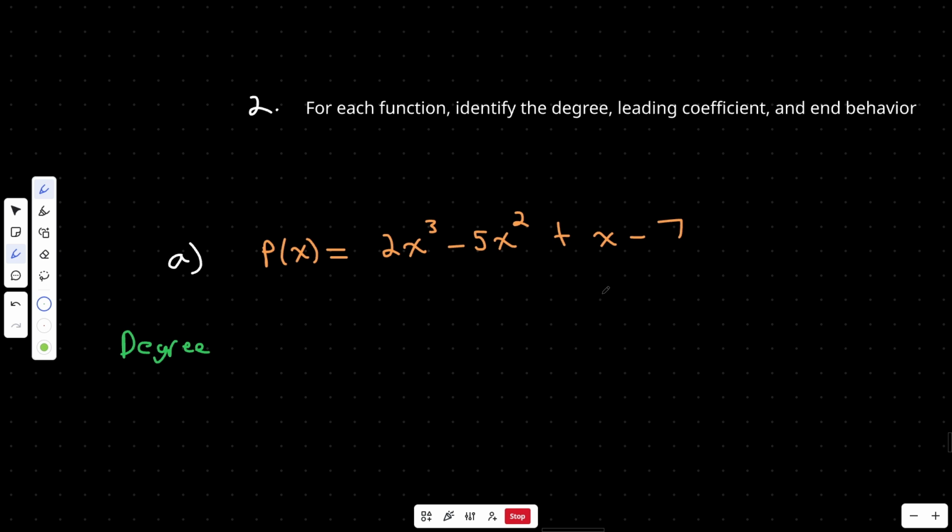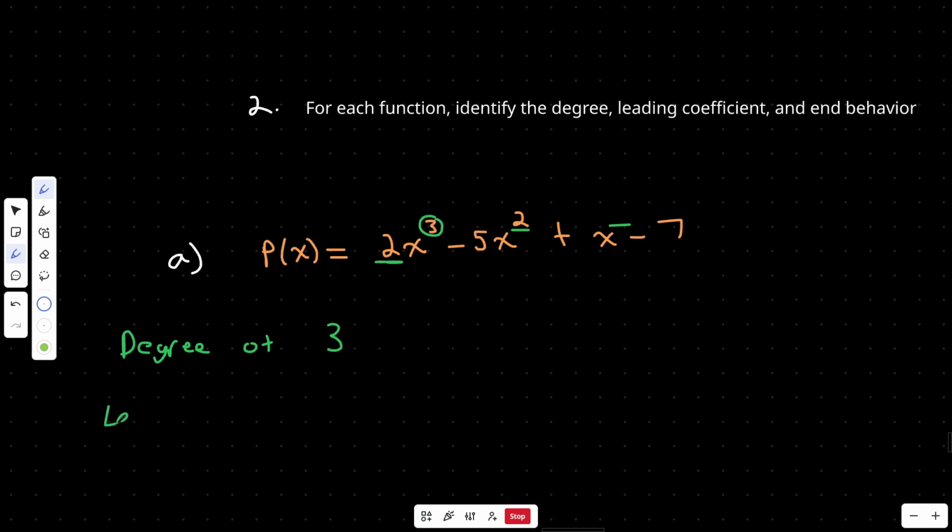So what I'm noticing here is what we have to do is look at the highest exponent on the variable. So this is an exponent of 2, this is an exponent of 1, and this is an exponent of 3. So the highest exponent on the variable is 3, so we can say it's a degree of 3 because 3 is the highest exponent. And for the leading coefficient, it's just whatever is next to the highest exponent. So that's just gonna be a 2.